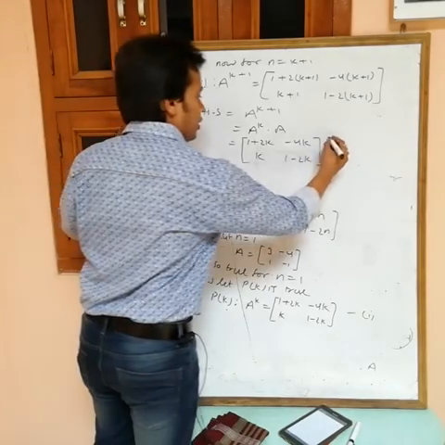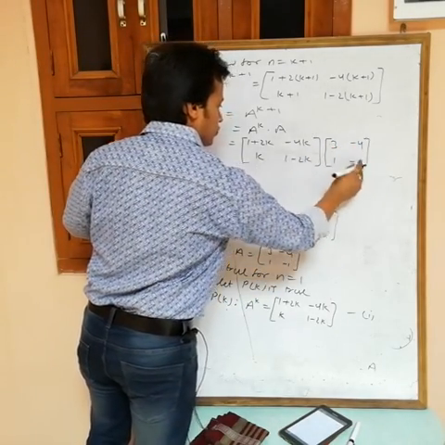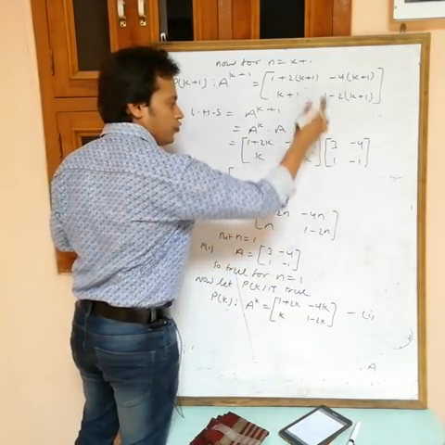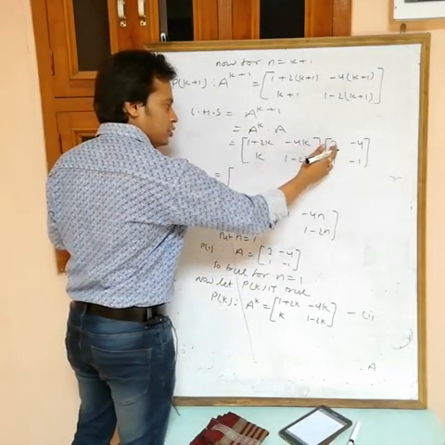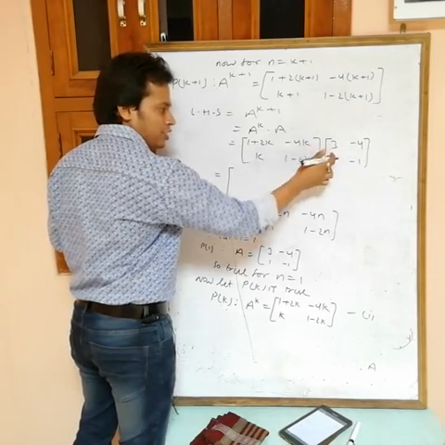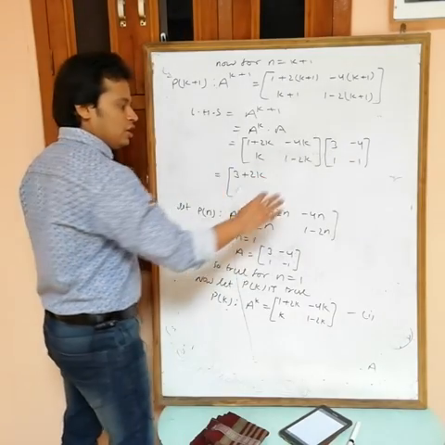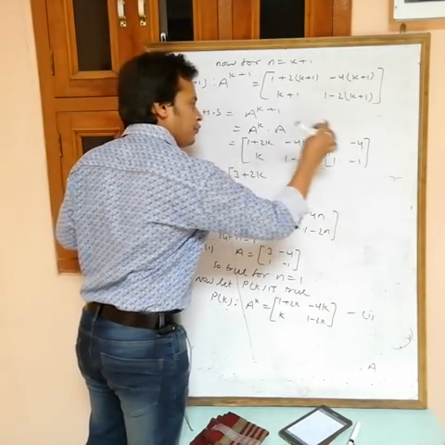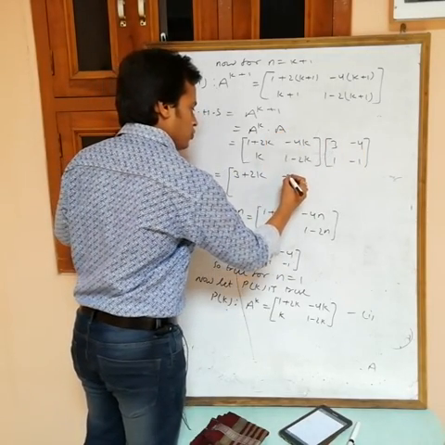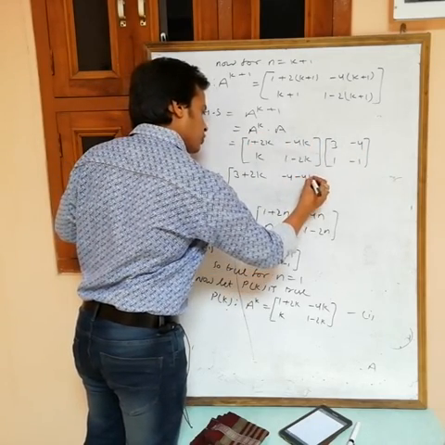Okay, now A is 3, minus 4, 1, minus 1. Now multiply. If you multiply, what will you get? P11, first row, first column: 3 plus 6k minus 4k. This one into this one is 3 plus 6k and minus 4k. So what will you get? 3 plus 6k minus 4k, 3 plus 2k. P12, first row, second column: this one is minus 4 minus 8k and plus 4k, so minus 4 minus 8k plus 4k, minus 4k.